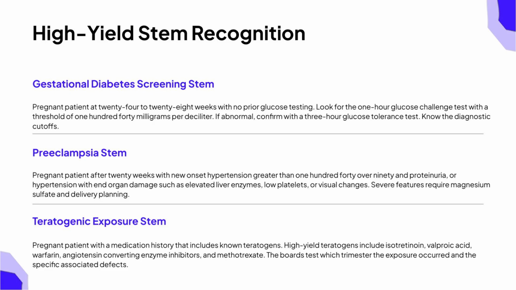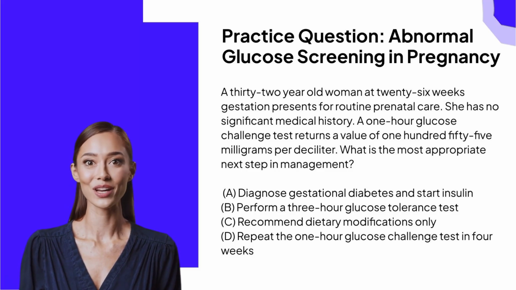For teratogenic exposures, the stem will describe a pregnant woman on a medication with known fetal risks. High-yield teratogens include isotretinoin, valproic acid, warfarin, angiotensin-converting enzyme inhibitors, and methotrexate. These question patterns appear repeatedly on the boards. Let us work through our first practice question.